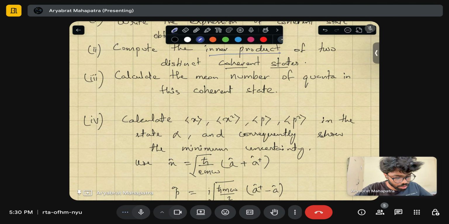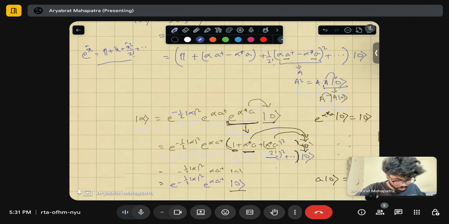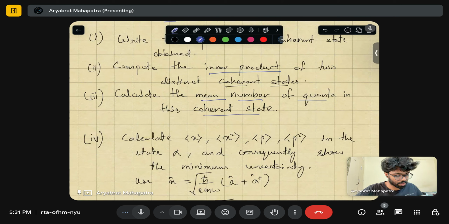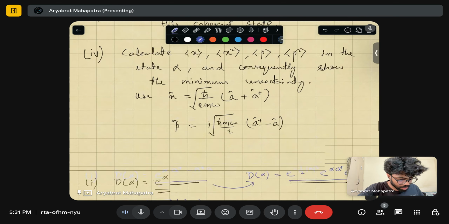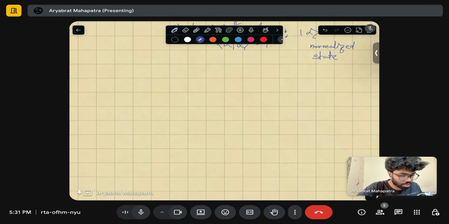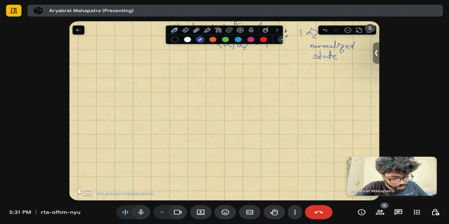So next we have to compute this mean number of quanta. What do you have to do? You have to calculate the average value of the number of quanta contained in the coherent state. For the average, using the same approach as we have been doing in quantum mechanics, we'll see how we can compute the average number of quanta. By number of quanta, we mean the number n basically.